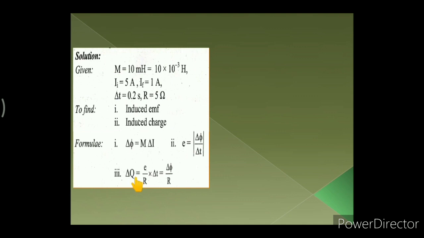So delta Q will be equal to delta phi upon R. As charge is nothing but the product of current and time, and the current is nothing but the ratio of the EMF upon resistance, here it is written as E upon R. And the product of E into delta t is nothing but delta phi. So charge can be written as delta phi upon R.